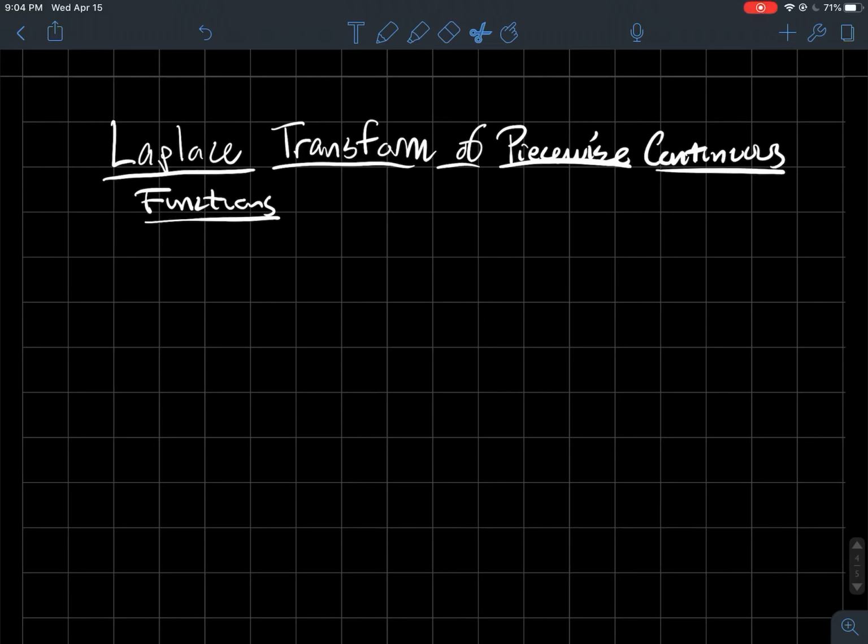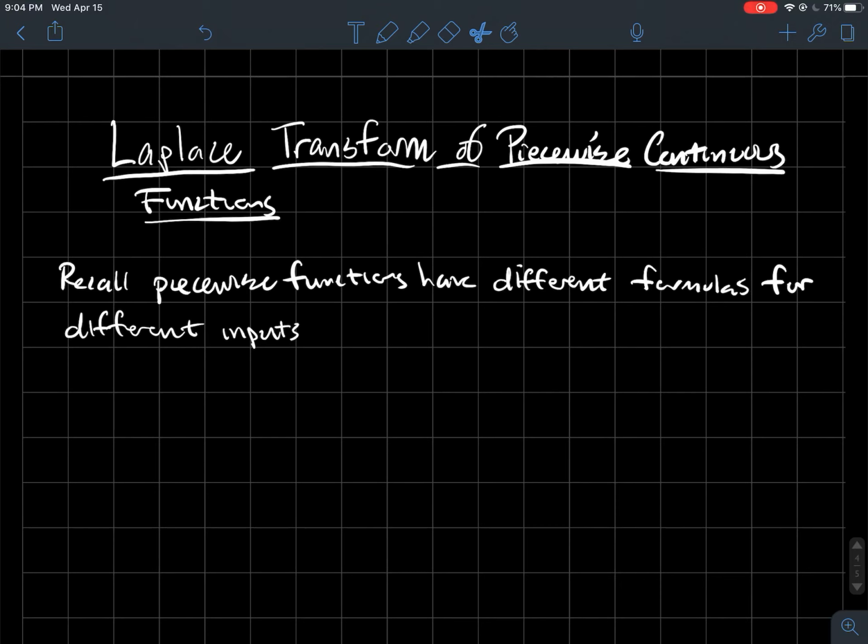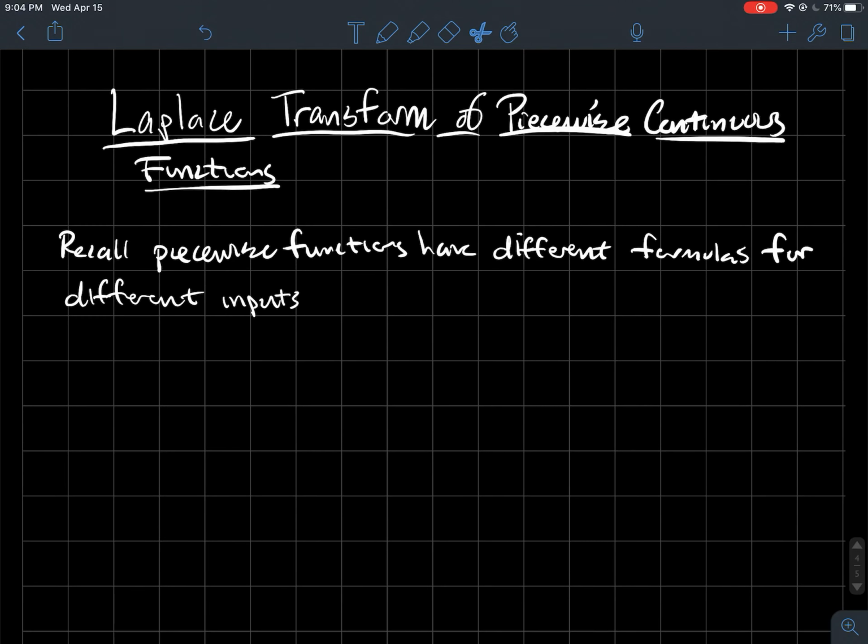This is a video about the Laplace transform of piecewise continuous functions. So to get everybody on the same page, a piecewise function is a function that has different formulas for different inputs. Let me give you a couple examples.